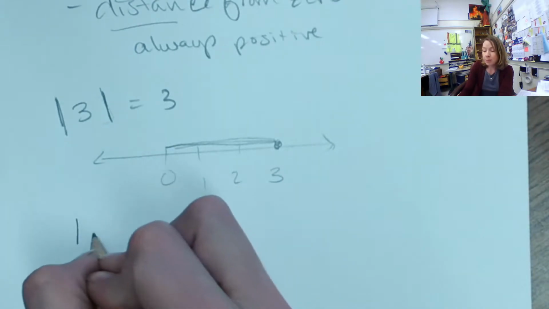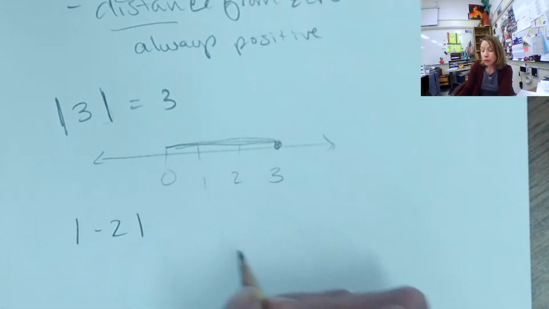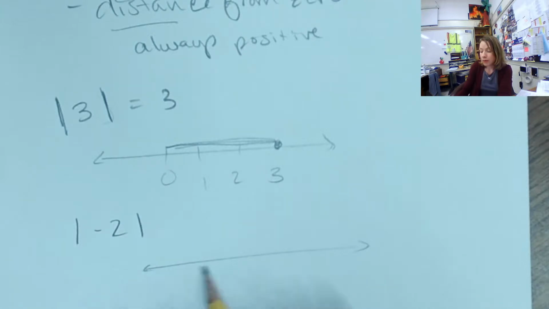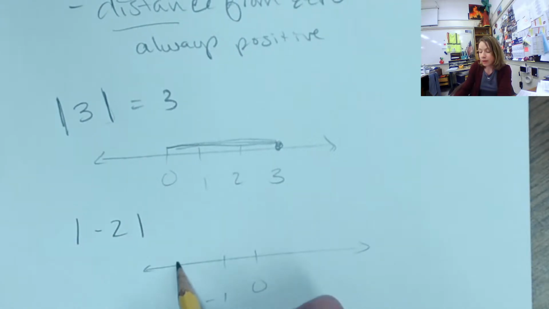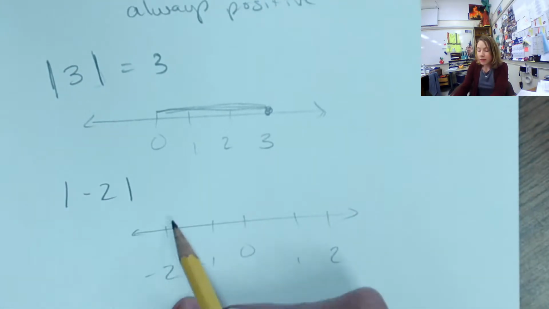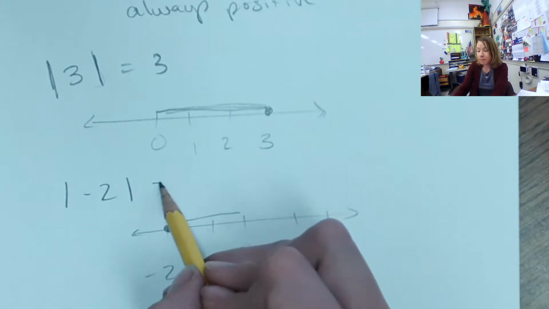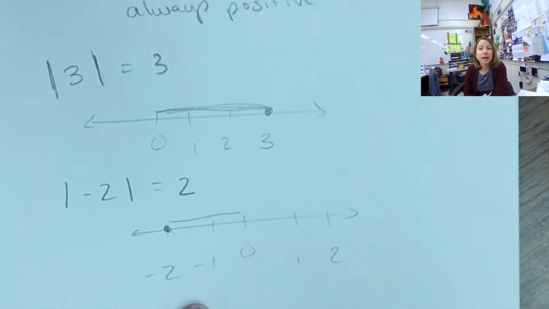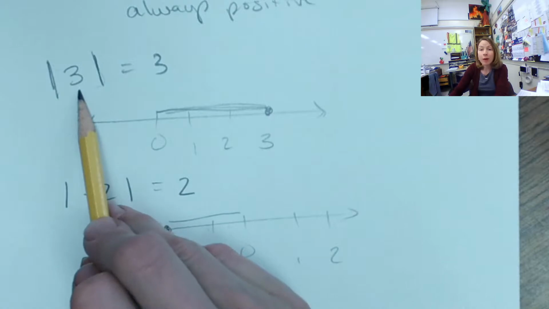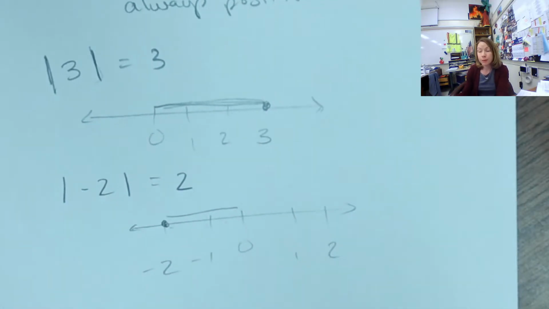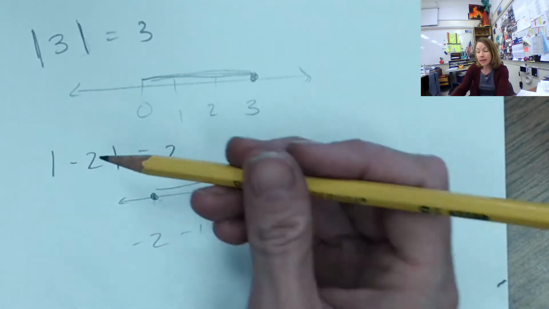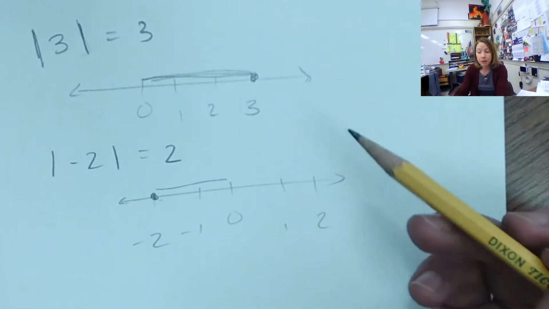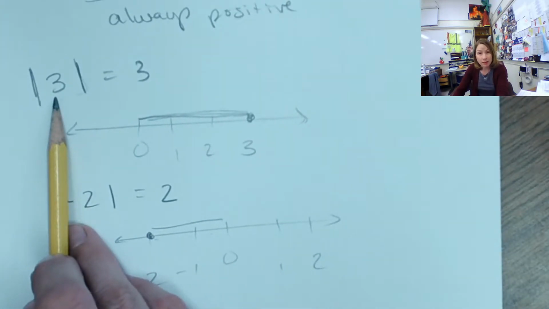If I have the absolute value of negative 2, here's 0, negative 1, negative 2. Negative 2 is 2 units away, 1, 2. So the absolute value of a negative number is positive. The absolute value of a positive number is also positive. All that you're doing is just changing that sign. If it's a negative, it becomes positive. If it's positive, it stays positive.